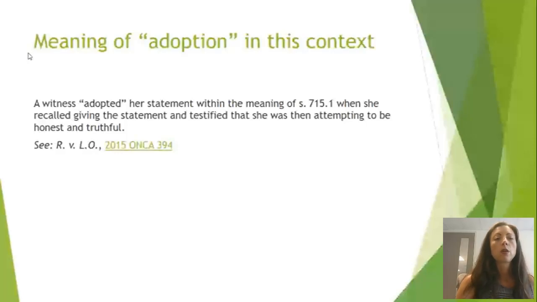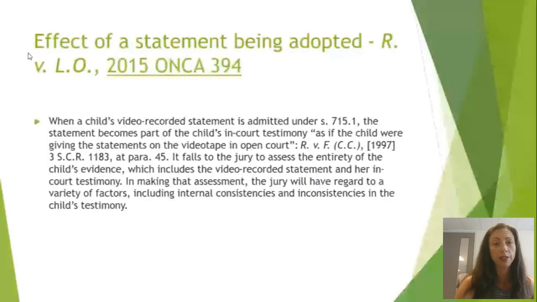The case of LO provides assistance in relation to what the language of adopt means in this context. Specifically, the Ontario Court of Appeal indicated that adopting a statement within the context of 715.1 means that the witness recalled giving the statement and testified that when they were giving the statement, they were attempting to be honest and truthful. That's to be distinguished from whether they're attempting to be honest and truthful at the time of giving the testimony. Now, of course, a child under the age of 14, prior to their testimony in court, promises to tell the truth, and over that age, there is the administration of the oath. But as it pertains to the adoption under 715.1, it only need be the case that the witness was attempting to be honest and truthful at the time they gave the statement.